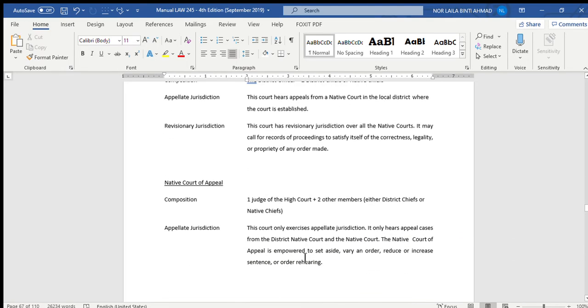And then we have the Native Court of Appeal. This is the highest in the hierarchy. Composition derived from one judge of the High Court and 2 other members, either district chiefs or native chiefs, and it has appellate jurisdiction. This court only exercises appellate jurisdiction, and it only hears appeal cases from the district native court and the native court. The Native Court of Appeal is empowered to set aside, vary an order, give a different order, reduce or increase sentence, or order a rehearing. Okay, that's all about Sabah native courts.